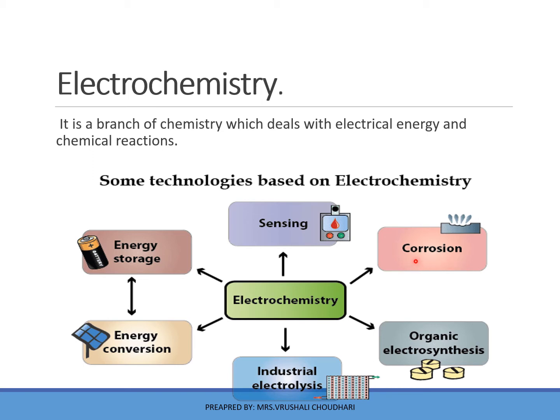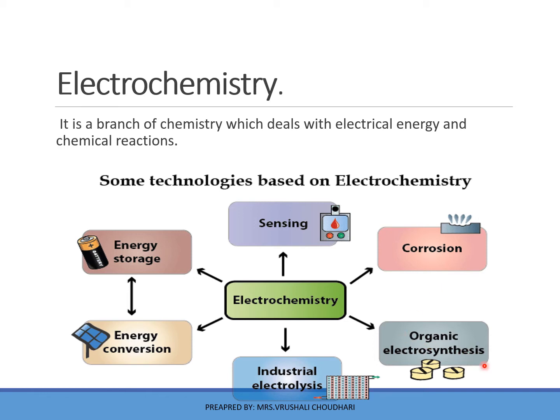It is used in corrosion. What is corrosion? The process of rusting or degradation of a metal is called corrosion. When corrosion takes place, some electrochemical reaction takes place that we are going to learn.